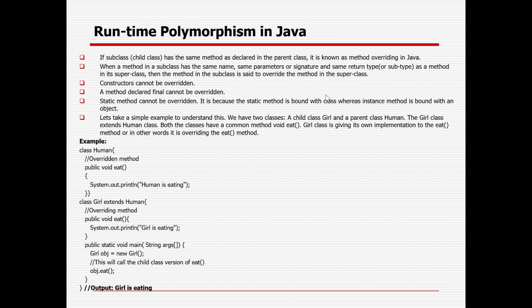When a method in a subclass has the same name, same parameter or signature and same return type exactly as a method in its superclass, then the method in the subclass is said to override the method in the superclass. So a method declared final cannot be overridden, a constructor cannot be overridden, a static method cannot be overridden. Let's try to see.